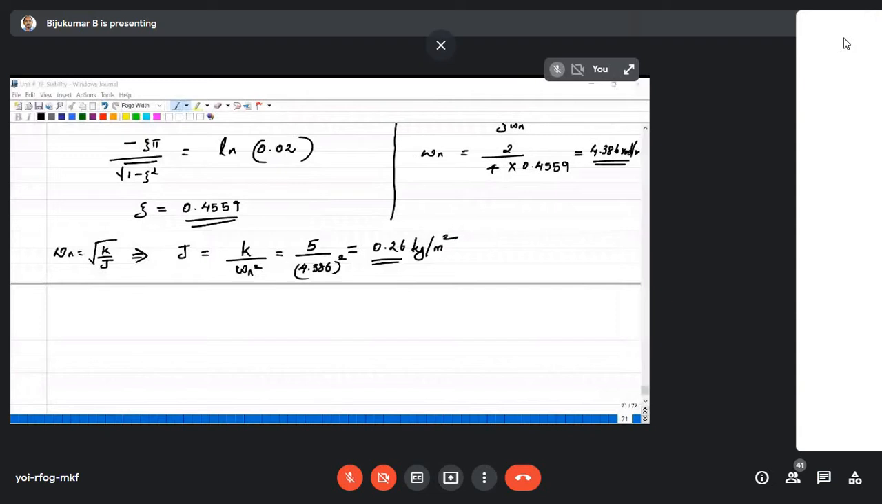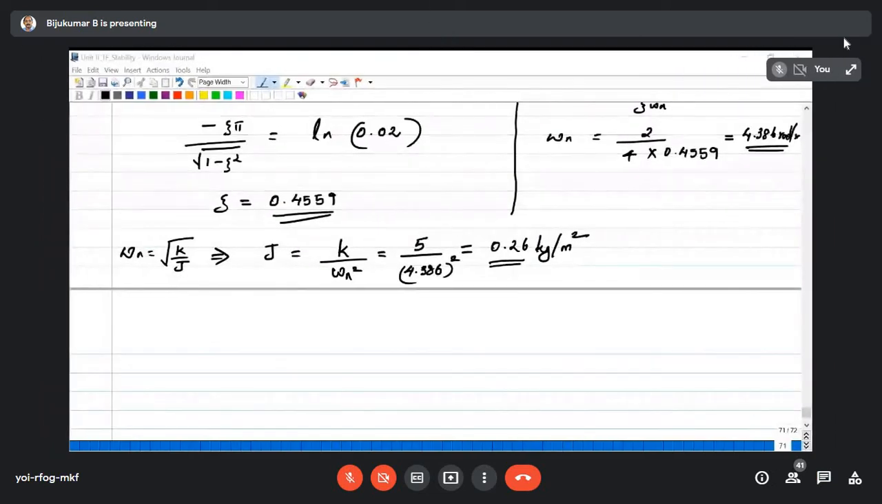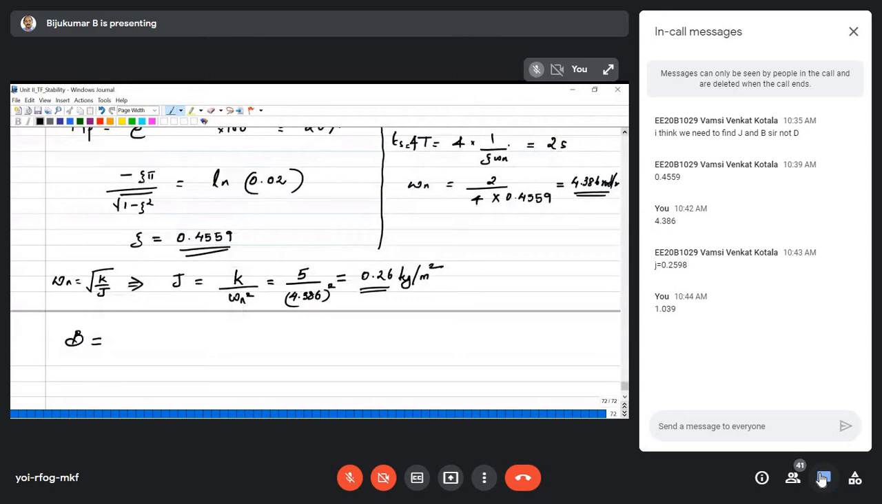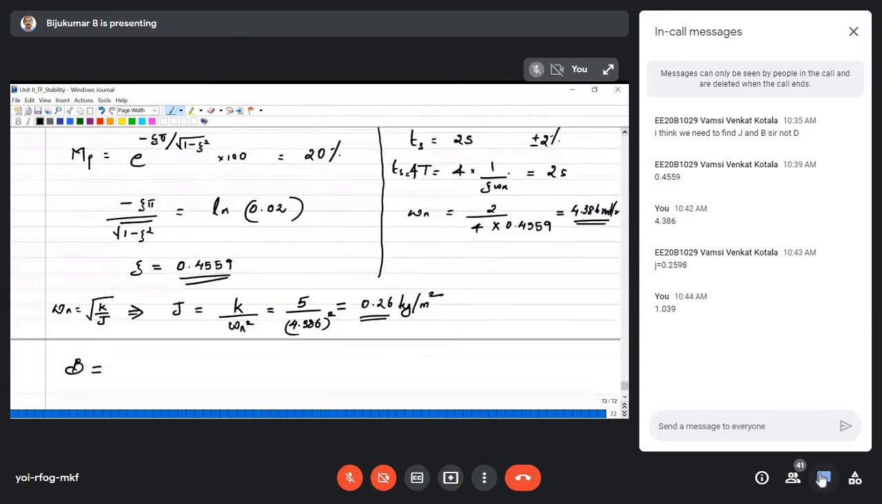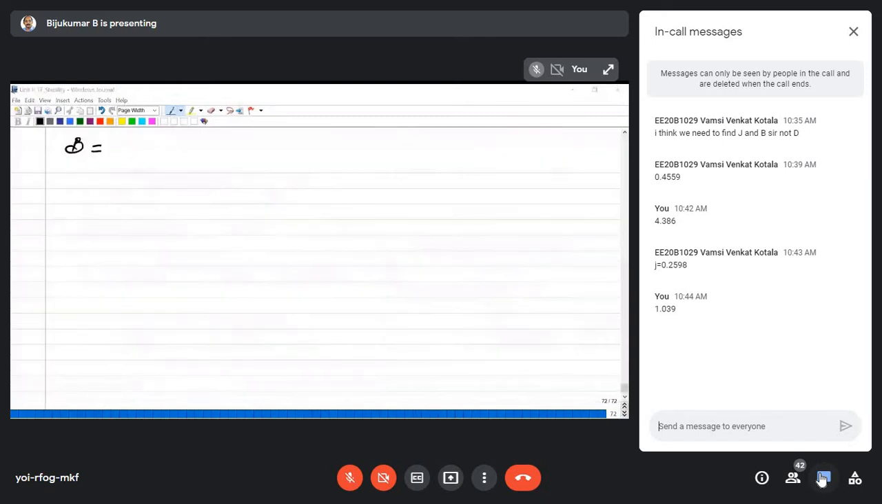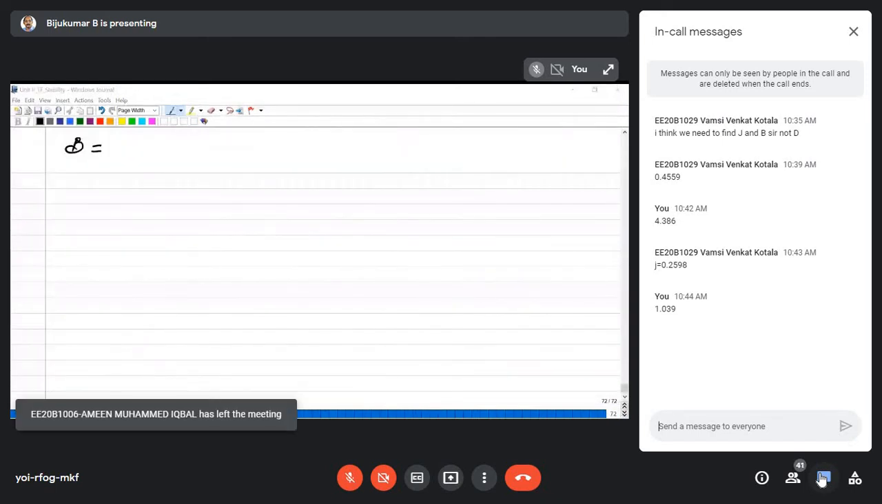Now what we have to do is find the value of B. So how much are you getting for B? Because B can be found from this relation, right? If you substitute in this, you can find B. So what is the value of B? 1.039. Yeah, fine.